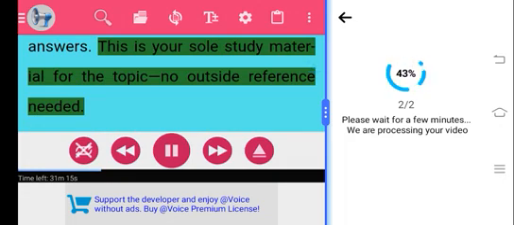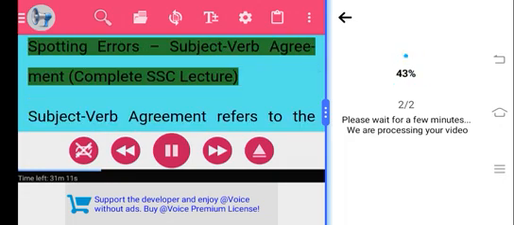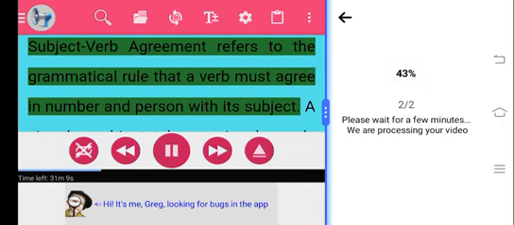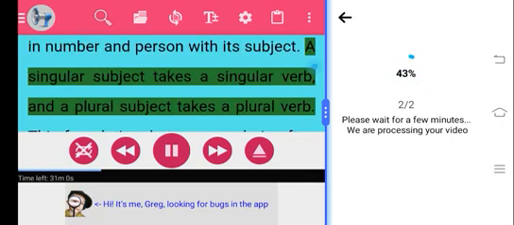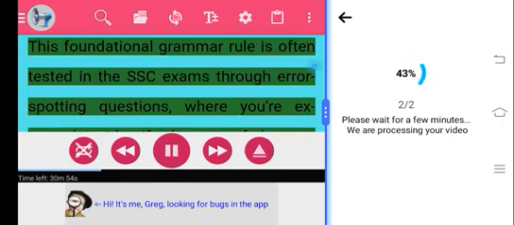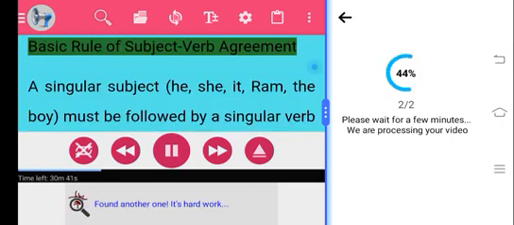No outside reference needed. Spotting errors, subject verb agreement, complete SSC lecture. Subject verb agreement refers to the grammatical rule that a verb must agree in number and person with its subject. A singular subject takes a singular verb, and a plural subject takes a plural verb. This foundational grammar rule is often tested in the SSC exams through error spotting questions, where you're expected to identify the part of the sentence that breaks this rule. Basic rule of subject verb agreement.